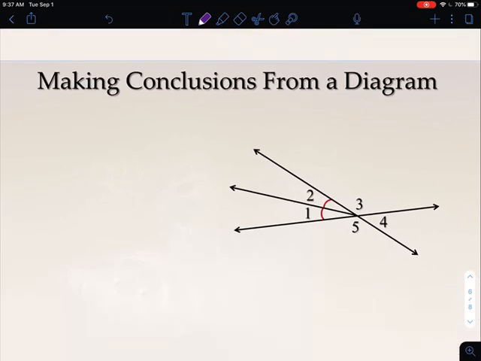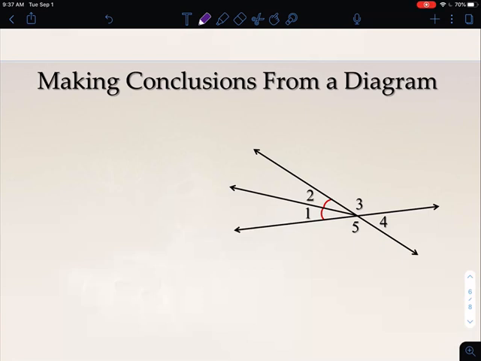All right, last thing here, making conclusions from a diagram. One of the things that's going to be important this year is being able to look at a picture and pull out information that they don't give you. So things that you can say about the picture even though they don't specifically mark it for you, or tell you in words that that's the case.